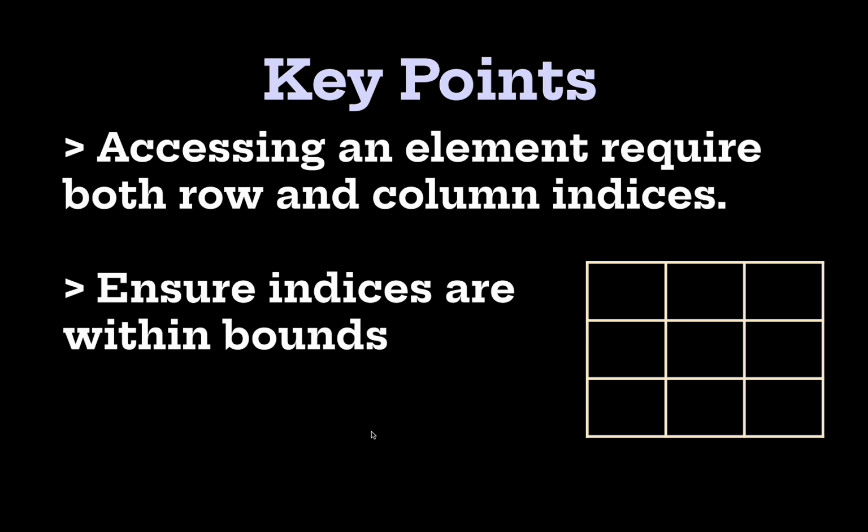So what are the key points? Accessing an element requires both row and column indices. So you can't just have one or the other. It has to be both of them. And ensure these indices are within bounds. So for instance, you don't want to call grid 3 here because we don't have an index labeled 3. The highest index we have here is 2. So you want to make sure you're checking for that.